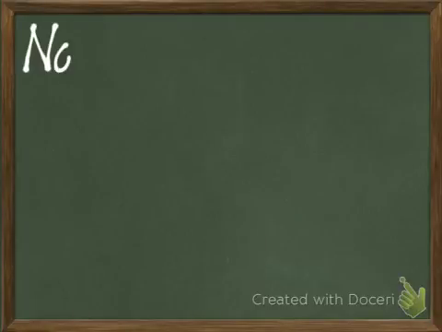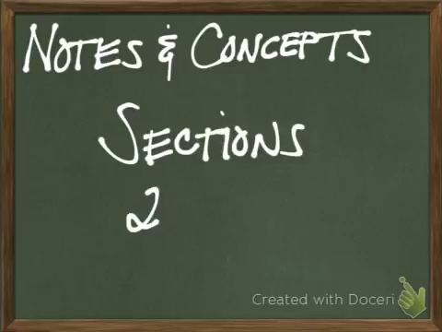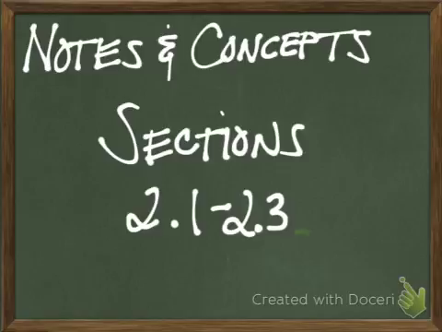Alright, so today we're going to talk real quickly about the notes and concepts from section 2.1 to 2.3, and what we're really focusing on are our sine and our cosine values, and how we can expand those past triangles that you're used to. So we start by having to talk about our definition of angles.